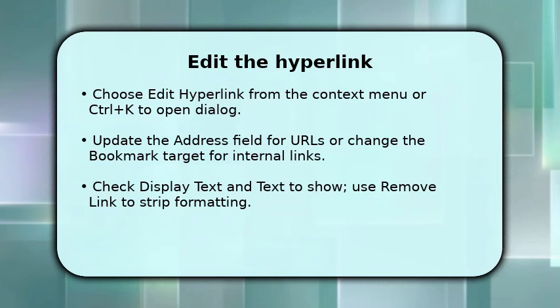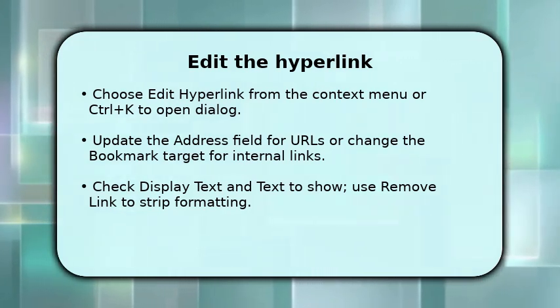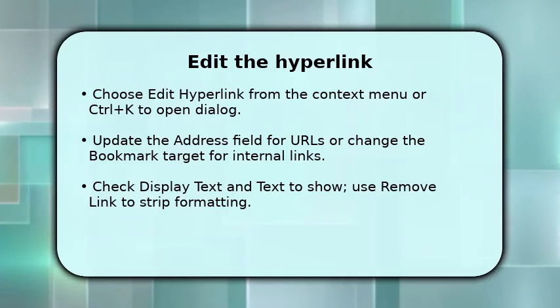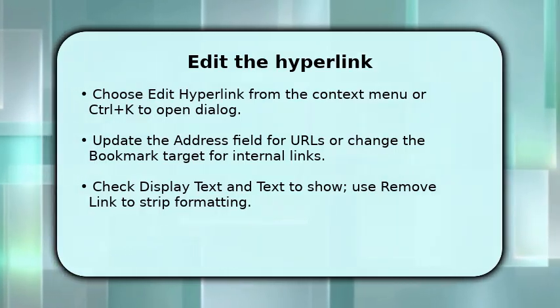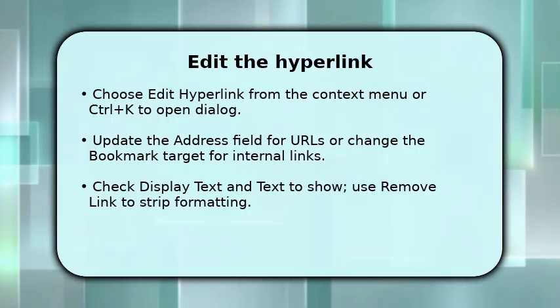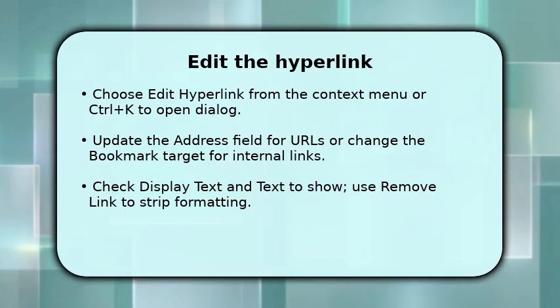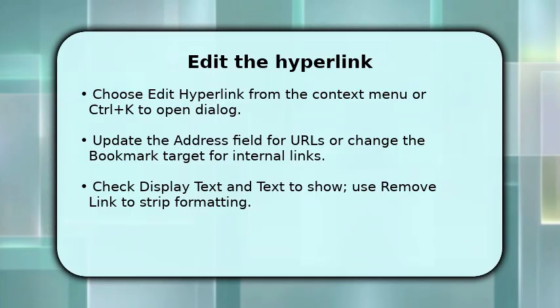You now fix the link itself. Right-click and choose Edit Hyperlink or press Ctrl+K to open the dialog. This is where you change the destination. For web links, paste the corrected URL into the address box and verify it begins with HTTP or HTTPS. For internal links, click Bookmark and reselect the correct heading or anchor. Once updated, make sure the display text still reads properly.